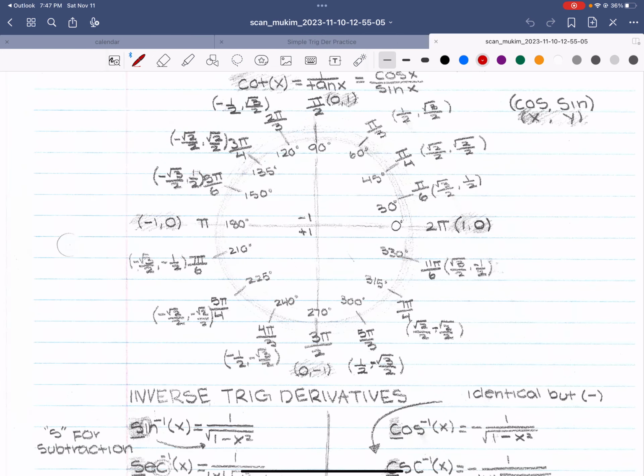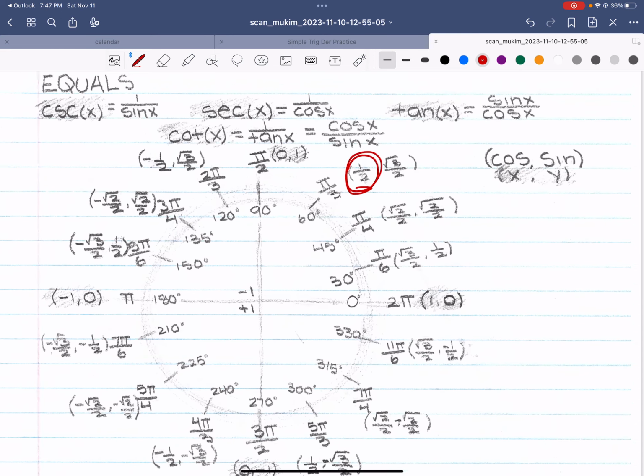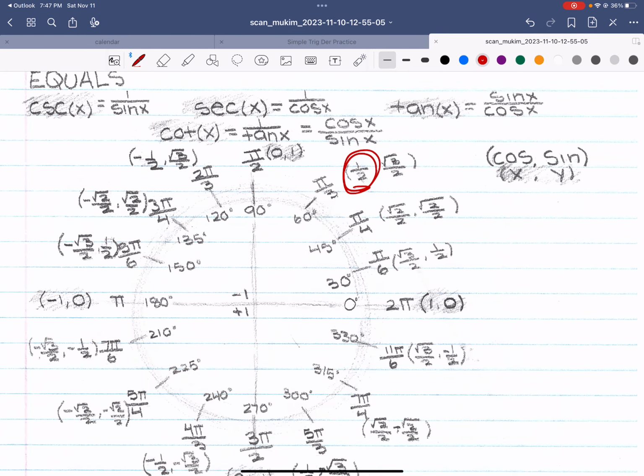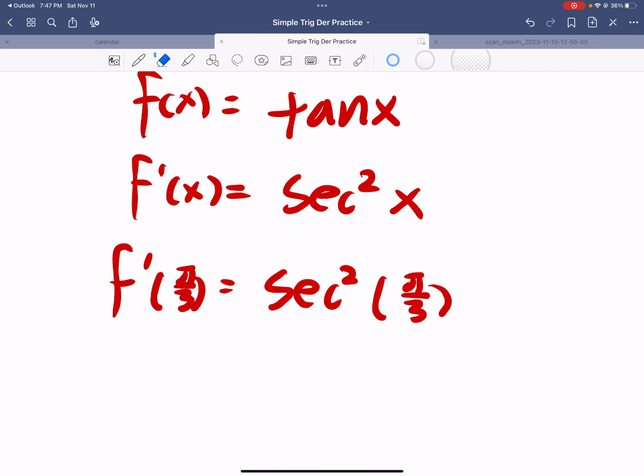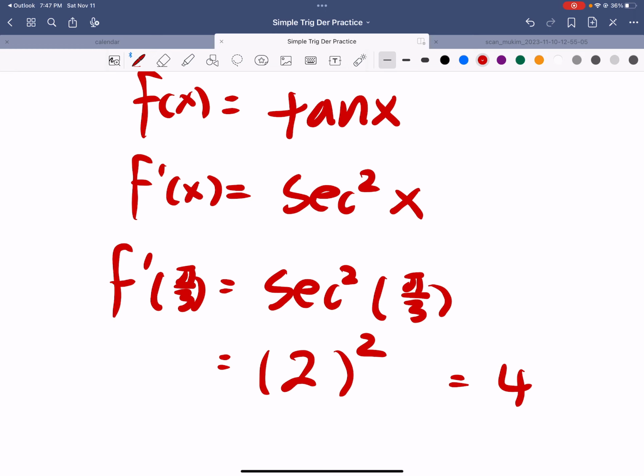Now let's look at here. Secant means 1 over cosine. So at pi over 3, cosine is going to be 1/2 here. But secant is 1 over cosine, which means I have to flip this. So in this case, this is going to be 2 squared, which you will get 4, okay?